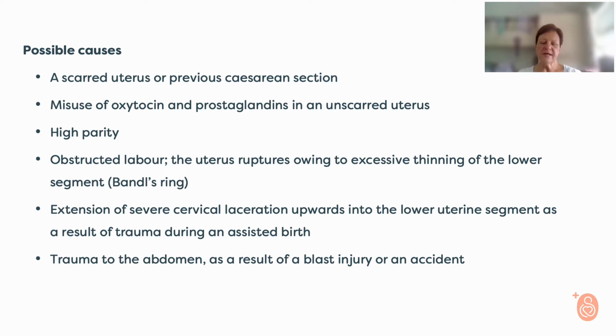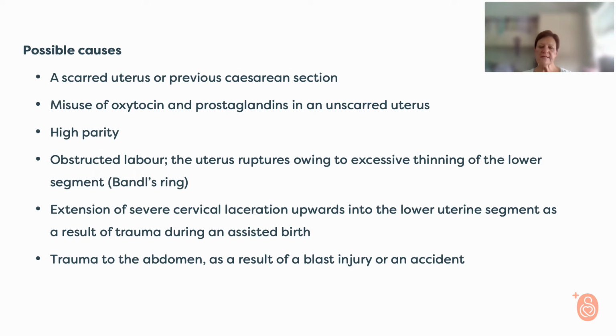We know that as the prolonged labor is going on, the upper part of the uterus, the fundal part of the uterus, is getting thicker and thicker, and there is excessive thinning of the lower segment of the uterus. The border between this thick upper uterus and lower segment is what we call Bandl's ring. There's a definite separation between the upper segment and the lower segment.